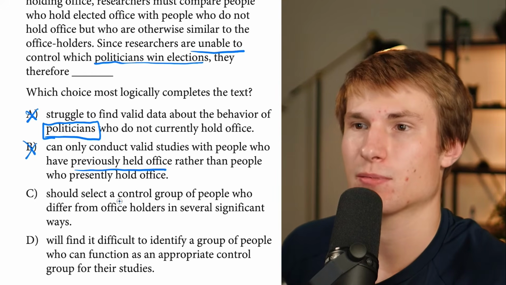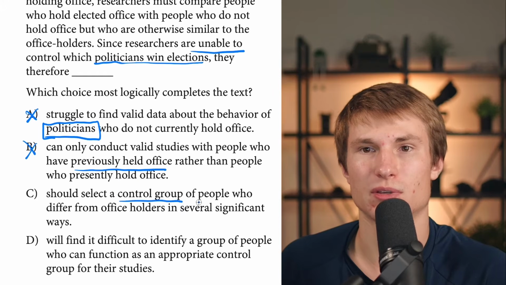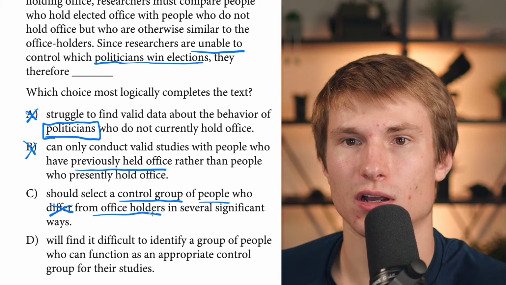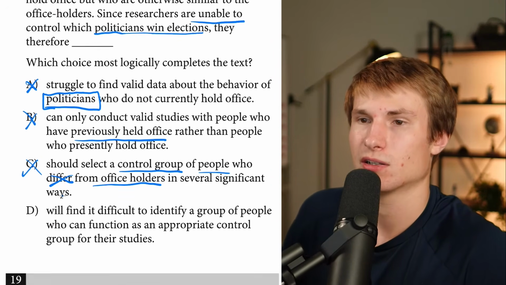If you're trying to make a comparison, you need to control for as many variables as possible, which means you would be actually looking for people, not politicians, but people who are similar to the office holders, not who differ in several significant ways. You would look for ones who are similar in several significant ways. Now let's take a look at option D.